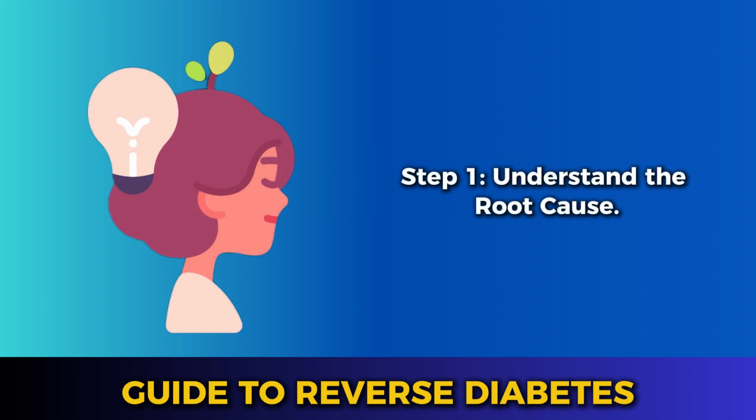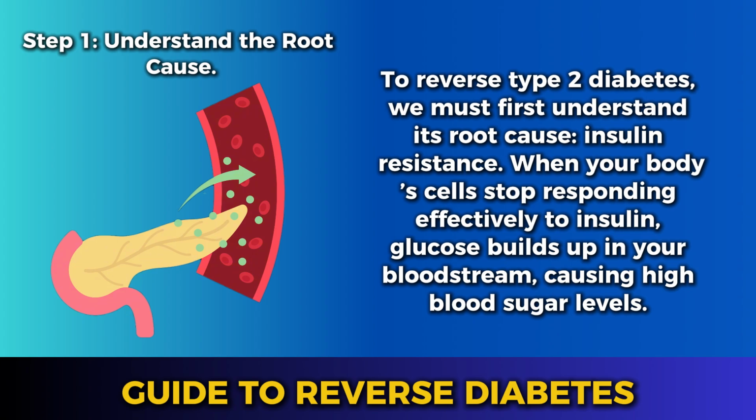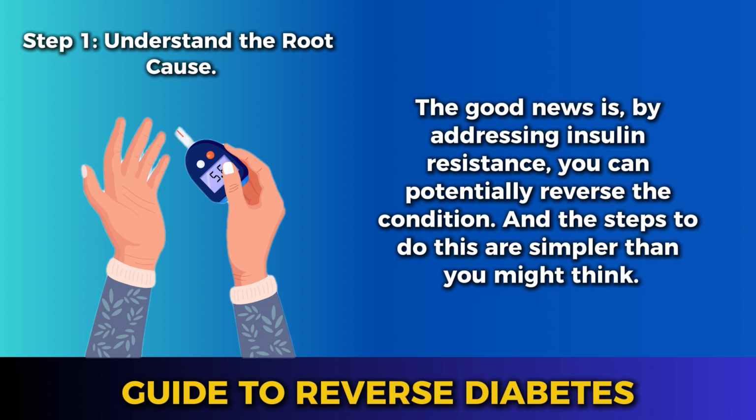Step 1. Understand the root cause. To reverse type 2 diabetes, we must first understand its root cause: insulin resistance. When your body's cells stop responding effectively to insulin, glucose builds up in your bloodstream, causing high blood sugar levels. The good news is, by addressing insulin resistance, you can potentially reverse the condition. And the steps to do this are simpler than you might think.